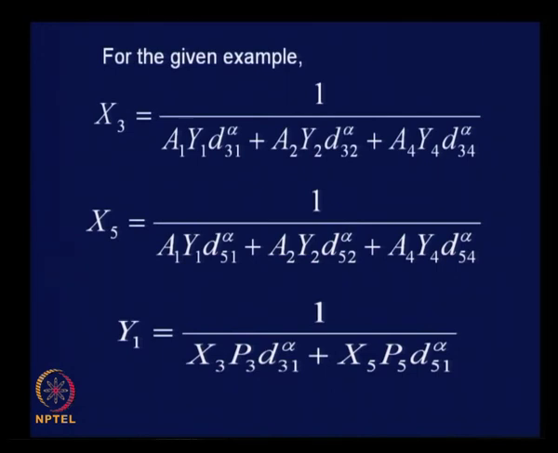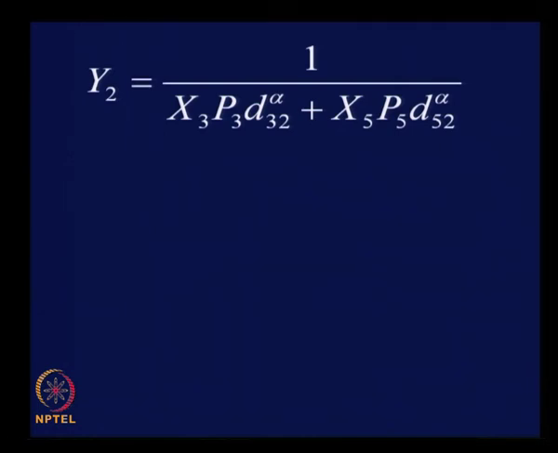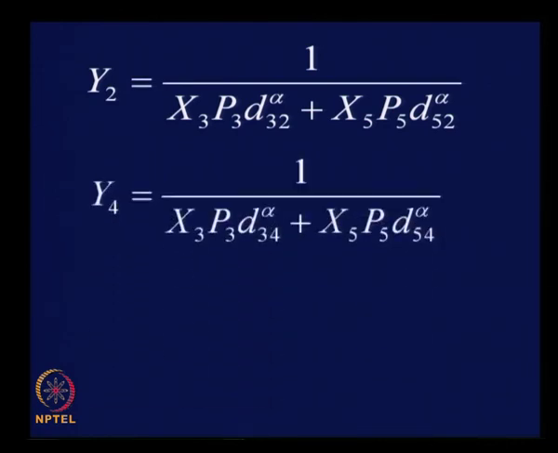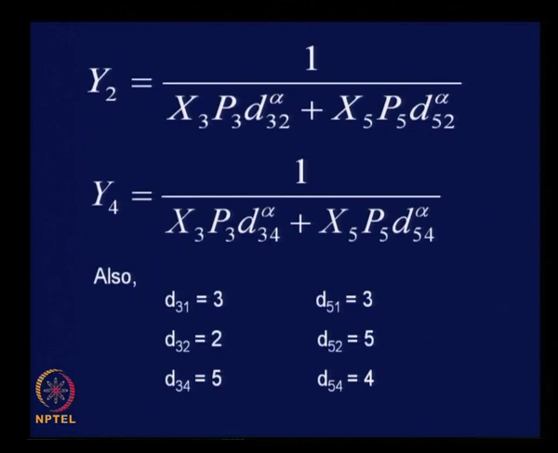Y1 can be written as 1 by x3 p3 d31 raised to power alpha plus x5 p5 d51 raised to power alpha, and y2 on the same lines you can write as 1 by x3 p3 d32 raised to power alpha plus x5 p5 d52 raised to power alpha, and y4 is 1 by x3 p3 d34 raised to power alpha plus x5 p5 d54 raised to power alpha, and of course the values of d31, d32, d34, d51, d52, d54 are given, as in the figure.